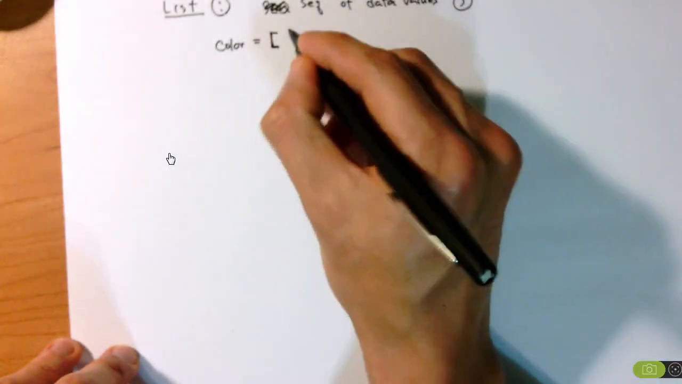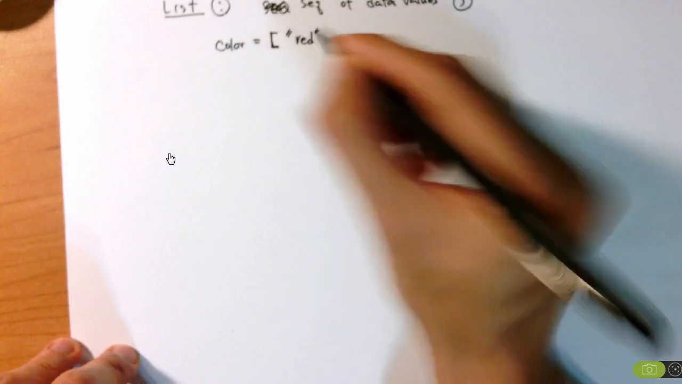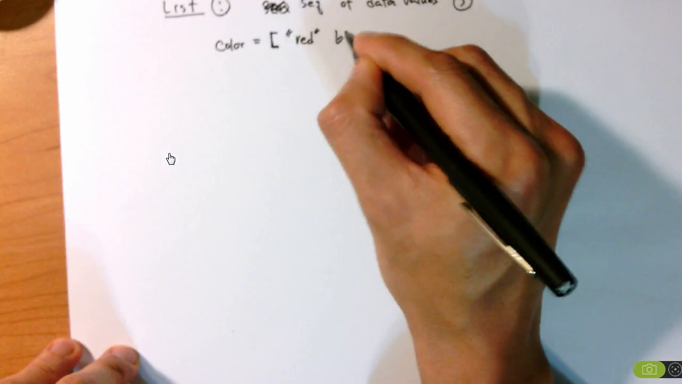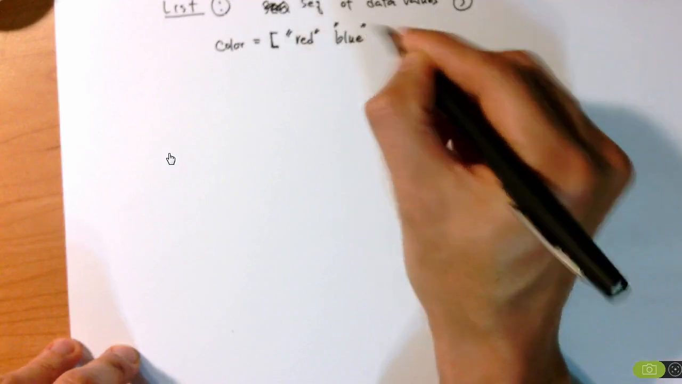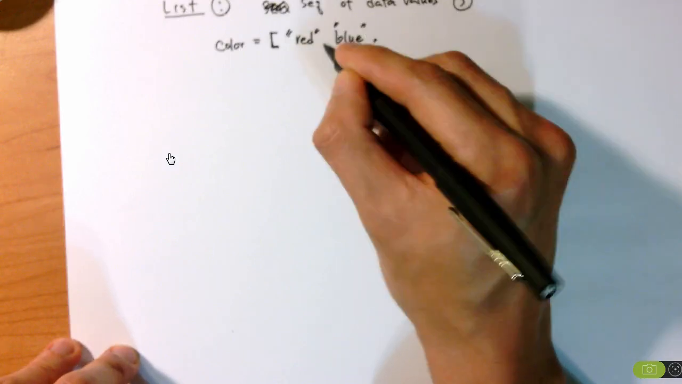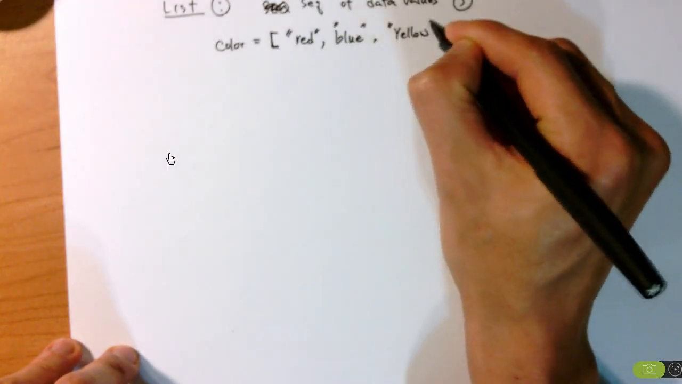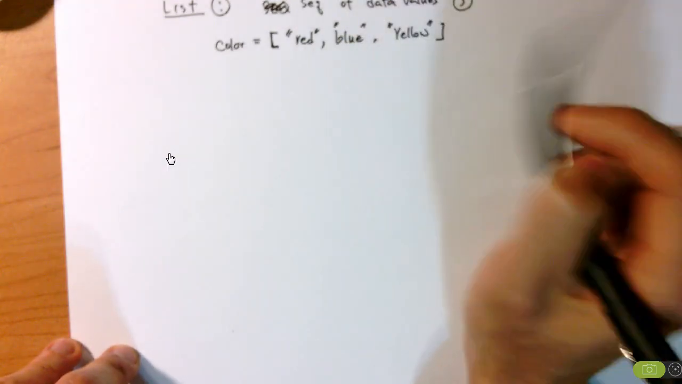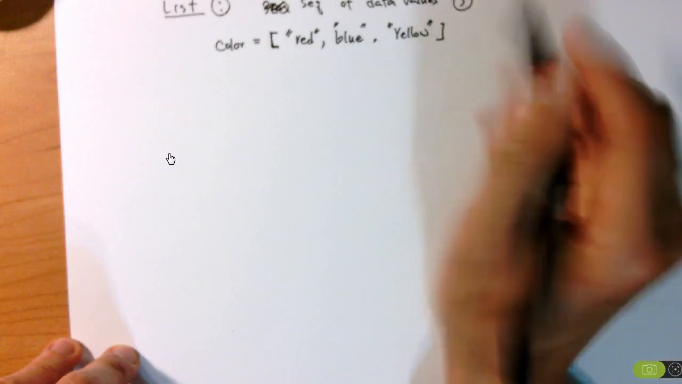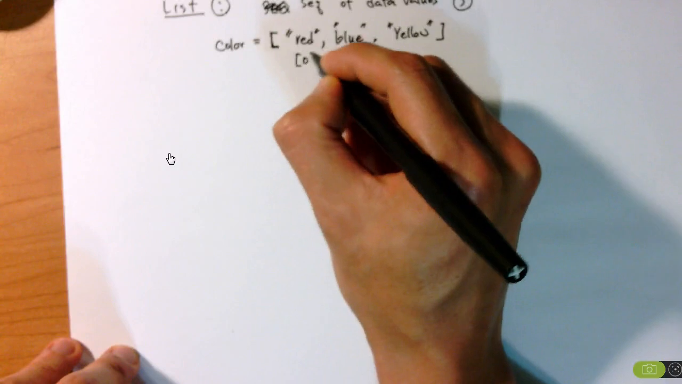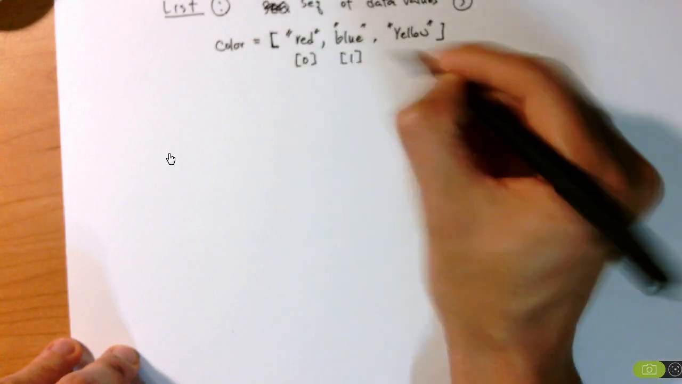Let's say red, and then blue, and then separate by comma, right? And yellow. But just like a string, the list also has an index. So the first one is index 0, and then 1, and then the next one is 2.